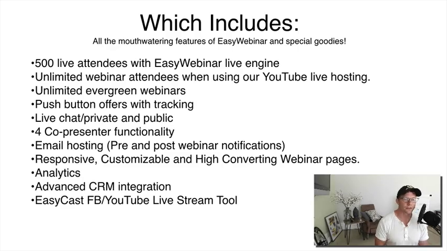500 live attendees, okay? You get unlimited webinar attendees when using our YouTube live hosting, because that's another hosting option that we have. And the use case for that is if you want to stream out to, let's say, 10,000 attendees, you can use that, and you get access to that feature in this Pro level, which is really cool. You also get unlimited evergreen webinars. You can create unlimited evergreen webinar funnels, multiple funnels for you, maybe even for your clients if you want.